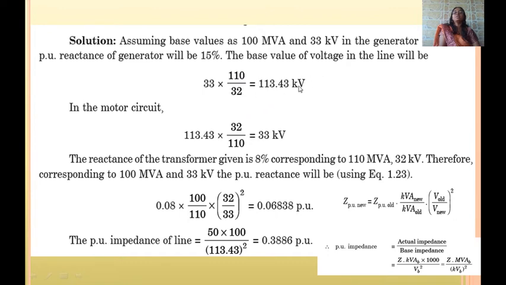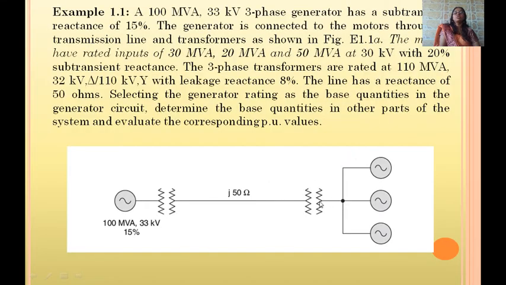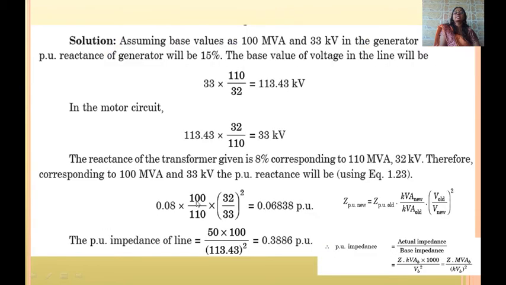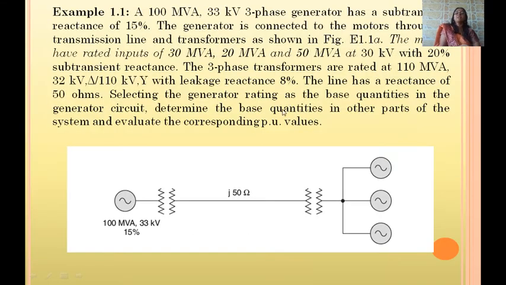So up to the transformer it is 113.43 kV. In the motor circuit, that means the distribution end. Here it is 33, and the transformer is 32 by 110. So in this line we are having 113.43 kV. Now this is the step-up transformer.